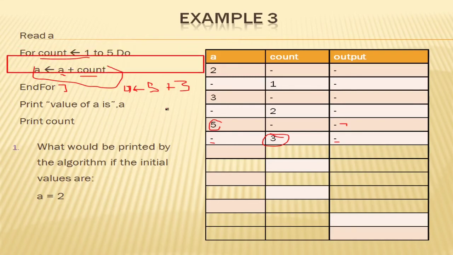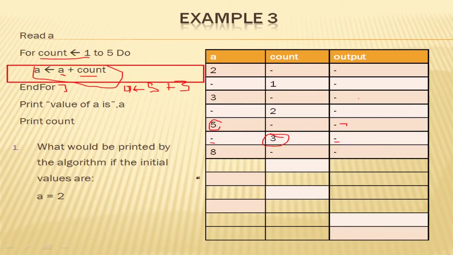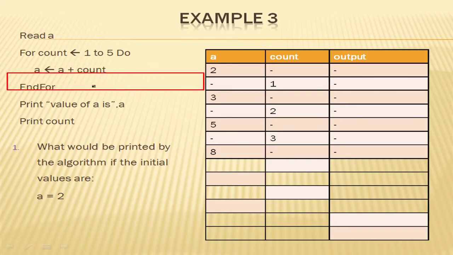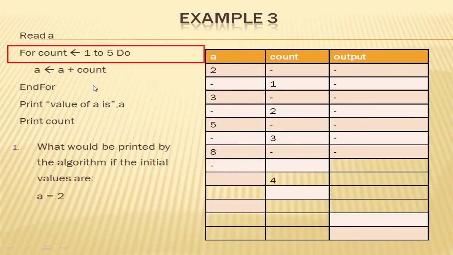So if you move to the next line, it means a is now 8. There is no value for count, so you put a dash. No value for output, so you put a dash. Then we're going to move to the next line, right? So let's see how we do that. So we go to the end for, right? We're then going to move up to the start of the for loop again, and it's going to automatically increment to 4, because the last value was 3. Hence why the value for count here is 4.